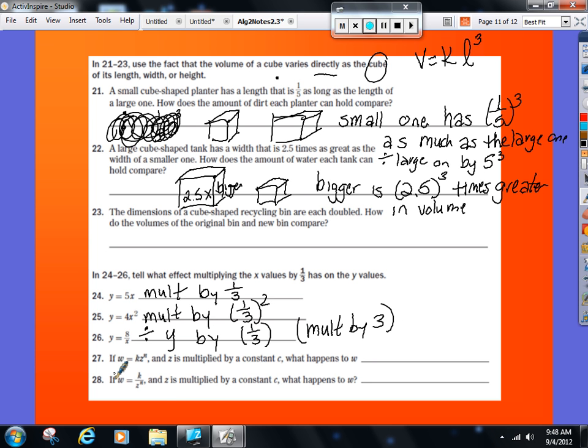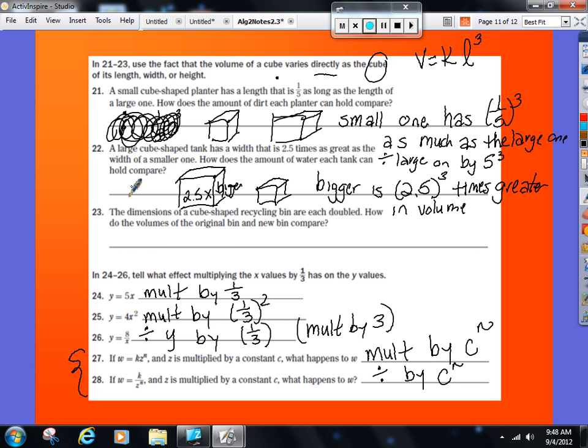And in this one, if w equals k z to the n, and z is multiplied by a constant c, what happens to w? Multiplied, because it's direct, by c to the n. If w equals k over z to the n, so if you have inverse, z is multiplied by c, what happens to w? It would be divided by c to the n. That's just the same as those first two questions, really, on those examples today. Lots of examples today. The more practice, the better.